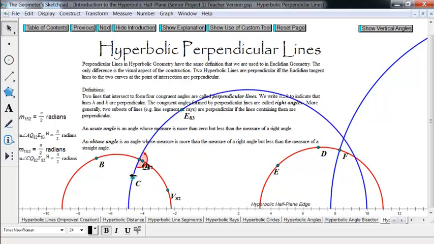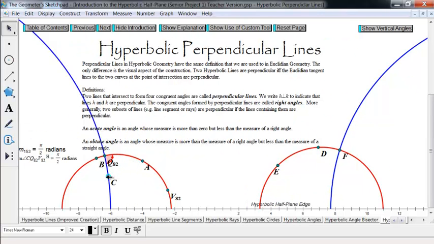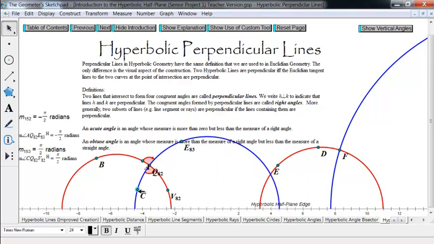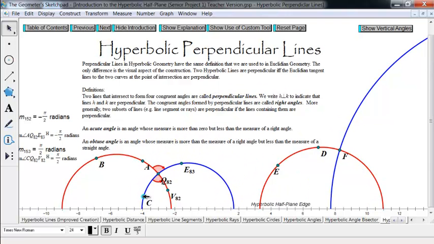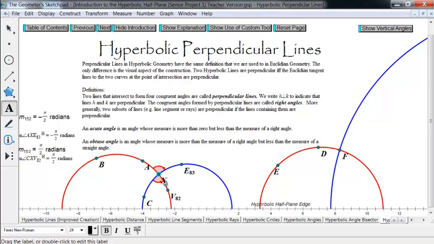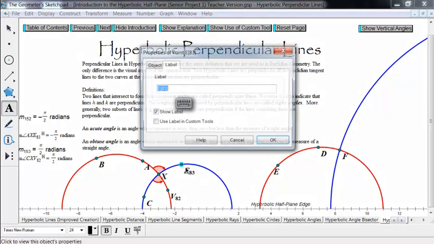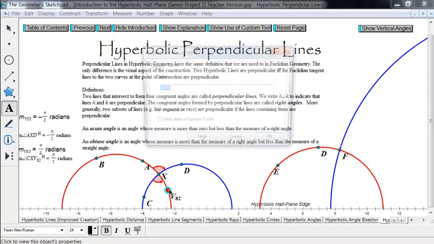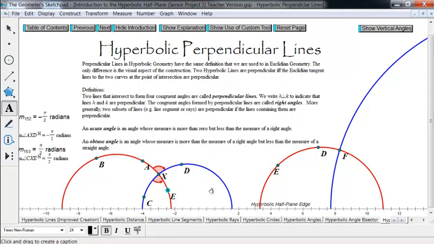It turns out that given a line, like line AB, and a point not on the line, C, then there exists exactly one perpendicular through point C perpendicular to the line AB. Let me just name that X for where it crosses. And maybe we'll call it D and E.